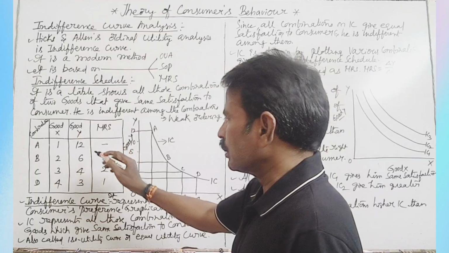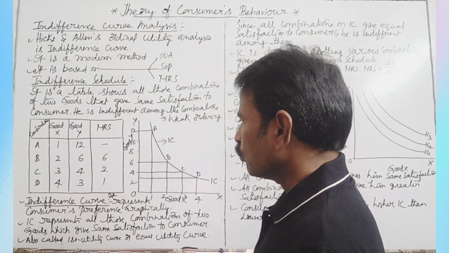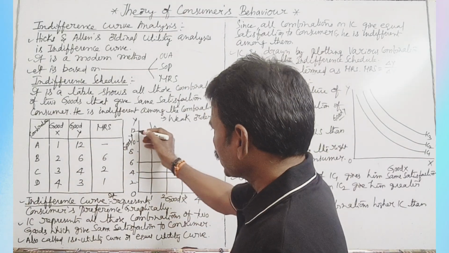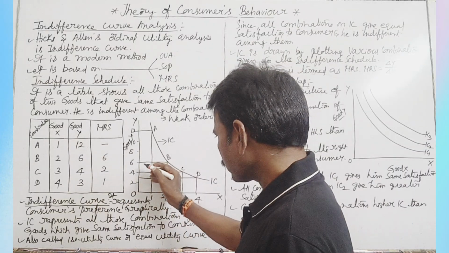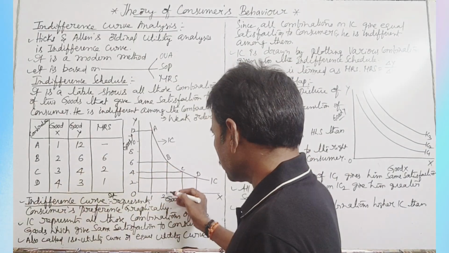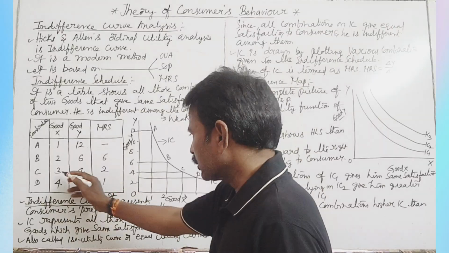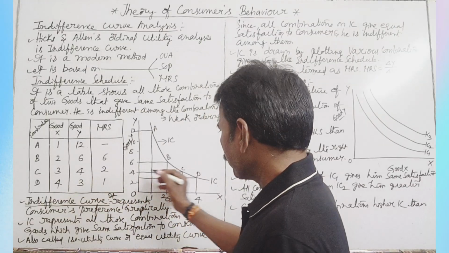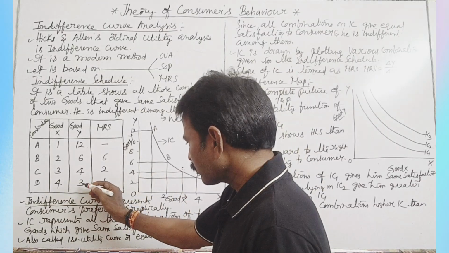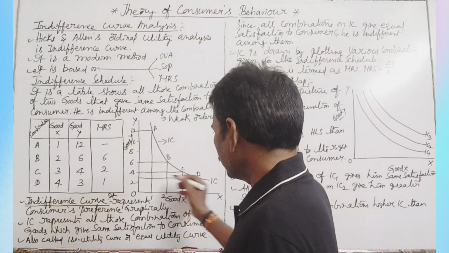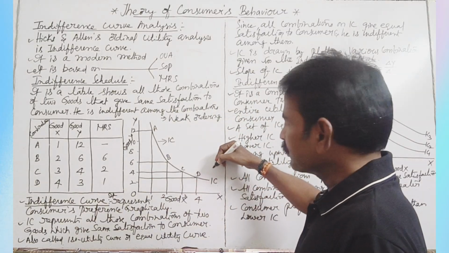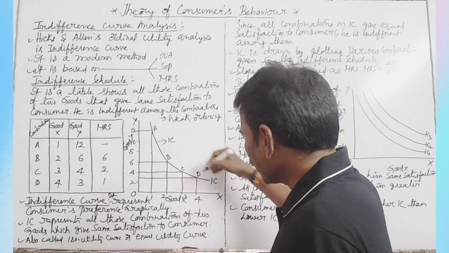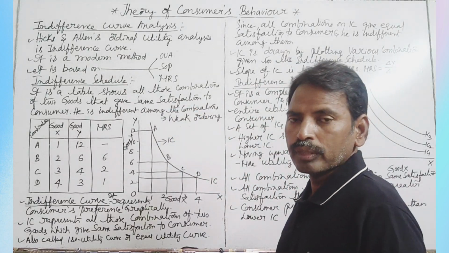Take the combinations of good X and good Y: 1, 12; 2, 6; 3, 4; 4, 3. Connect all the intersecting points with a curved line, then you will get the indifference curve.